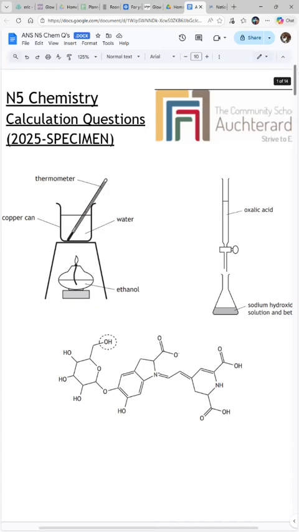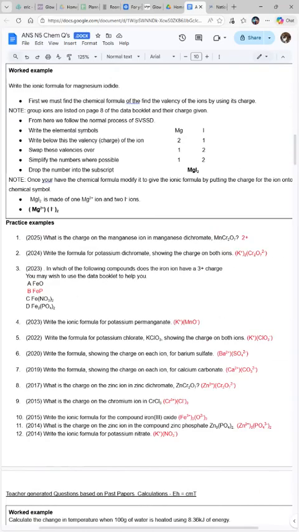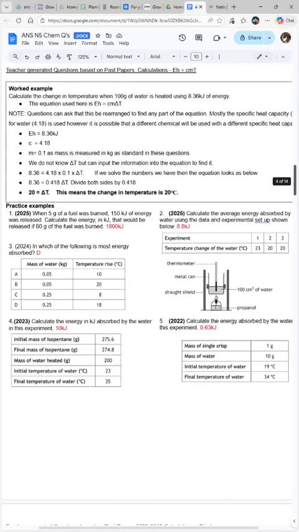This video covers National 5 Chemistry calculation questions. Specifically, we're going to look at specific heat capacity, so Eh equals cm delta T. A good place to start is looking at this worked example.